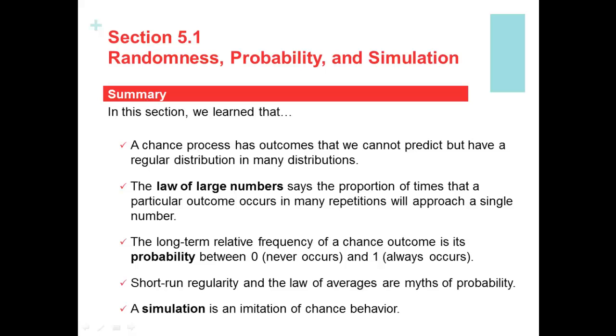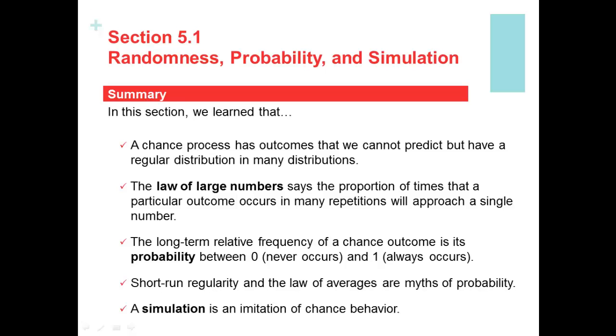Quick review of Section 5.1, randomness, probability, and simulations. In this section we talked about how a chance process has outcomes that we cannot predict but do have a regular distribution in the long run. The law of large numbers says that the proportion of times that a particular outcome occurs in many repetitions will approach a single number. The long-term relative frequency of a chance outcome is its probability, between 0, which means it never occurs, and 1, which means it always occurs.